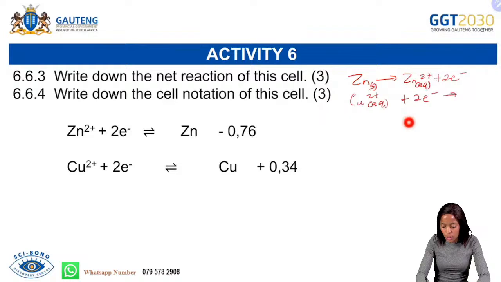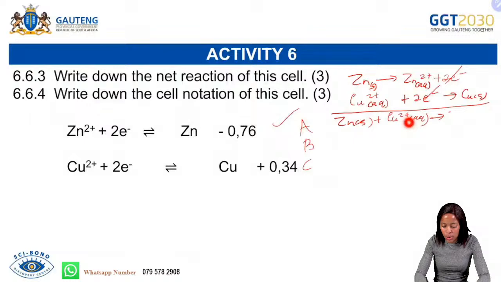So how will you do that? It's as easy as ABC. So the zinc is at the top, so it's your anode, and then the copper is at the bottom, it is your cathode there. So from there, you check the electrons, they are balanced. Then you write what's on the left, Zn plus Cu2+ aqueous, arrow to give us Zn2+ aqueous plus Cu solid.